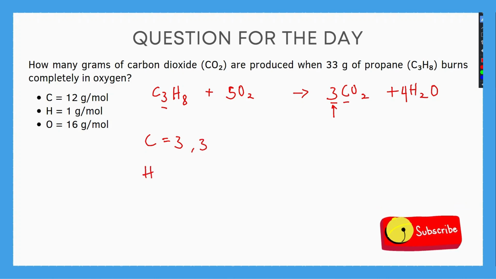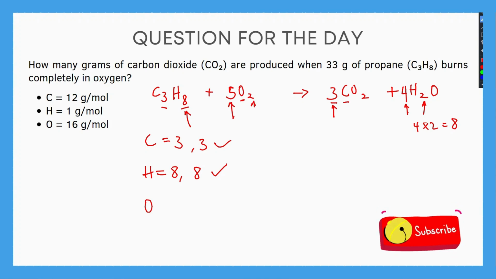For hydrogen, we have 8 atoms of hydrogen because of the subscript of 8. On the right-hand side, we have a coefficient of 4 and a subscript of 2. That means 4 times 2, which gives us 8. So hydrogen is also balanced, 8 on the left and 8 on the right. How about oxygen? For oxygen, we have a coefficient of 5 and a subscript of 2. That gives us 5 times 2, which is 10 on the left.